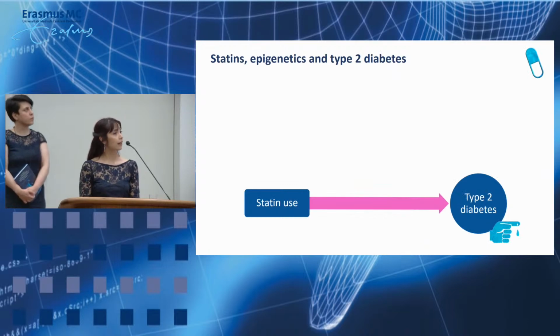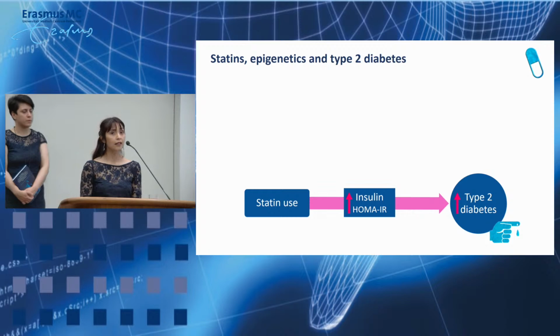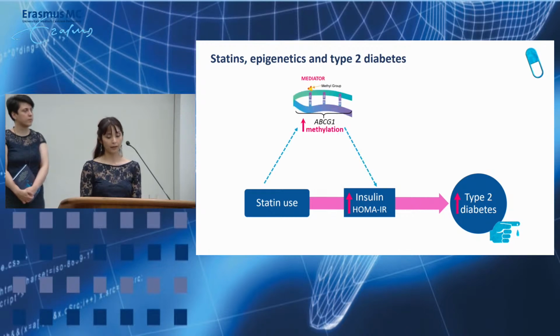Next, in one original study, I wanted to address the link between statin use and type 2 diabetes risk. Statin is a medication that is prescribed to reduce the cholesterol levels in blood. And we found that statin users showed higher levels of insulin in blood and HOMA-IR index. This is a marker for insulin resistance. And also statin users showed a higher risk of type 2 diabetes development.